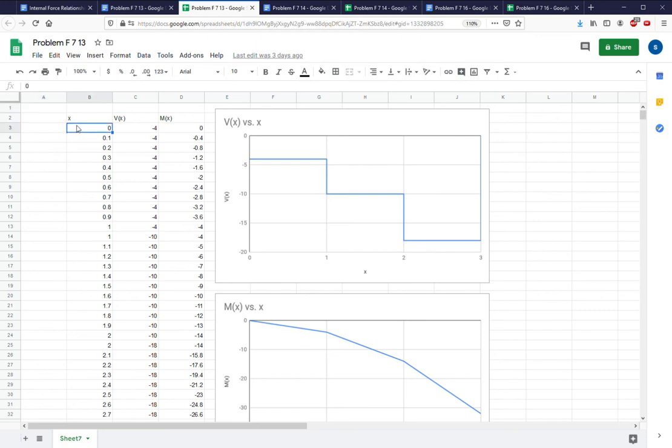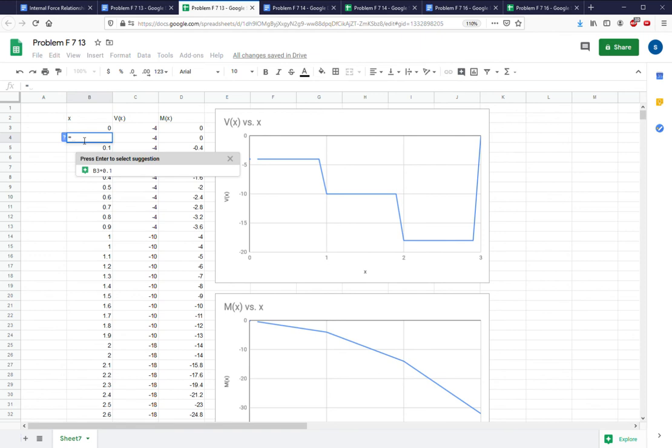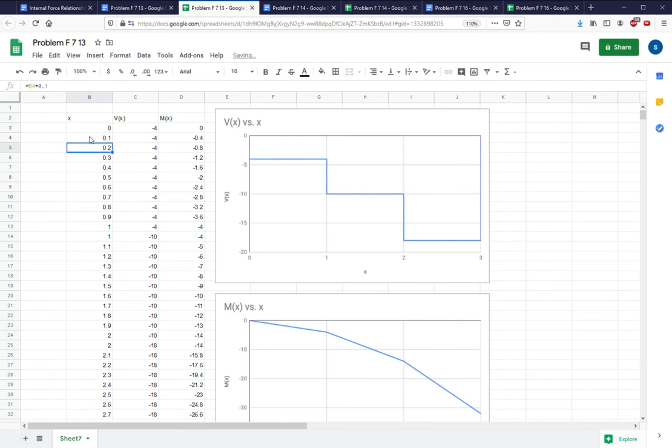So first, x. I arbitrarily selected points that were 0.1 meter apart from each other. And the way you can do this really easily is start off, first value is 0, and then the value below it is equal to, so here I'll go ahead and do this out while you watch. Start off with equal to let it know that it's going to be a formula. Click on the cell above it to say I want the cell above it plus 0.1, and it will calculate that out.